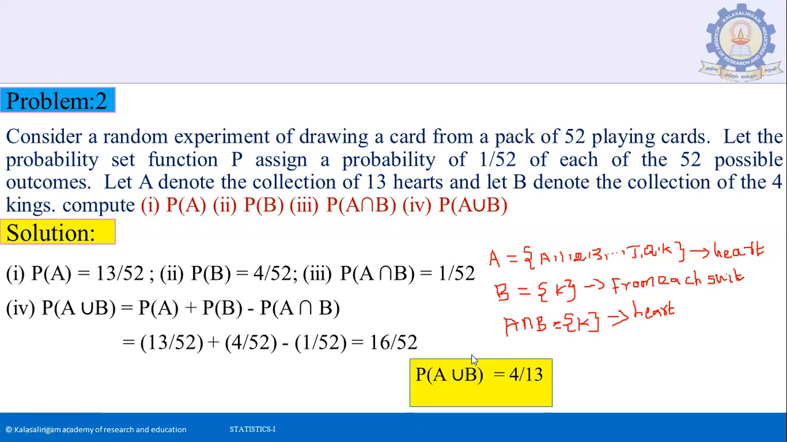Now in the fourth subdivision, P of A union B, let us apply the addition theorem on probability: P of A plus P of B minus P of A intersection B. So it is 13 by 52 plus 4 by 52 minus 1 by 52. It is 16 by 52. Simplifying, it is 4 by 13.